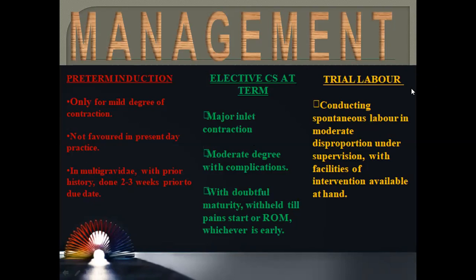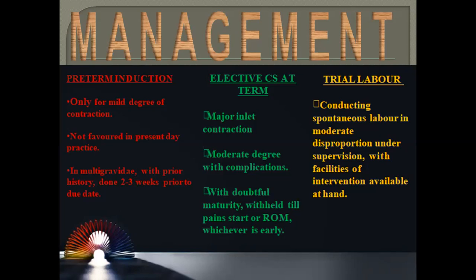Then trial labor. What is trial labor? Trial labor can be adopted in case of moderate disproportion. It should be under proper supervision. In trial labor, in case of moderate degree of cephalopelvic disproportion, we are conducting spontaneous labor. But it should be under supervision with facilities of intervention available at hand. So what is trial labor?